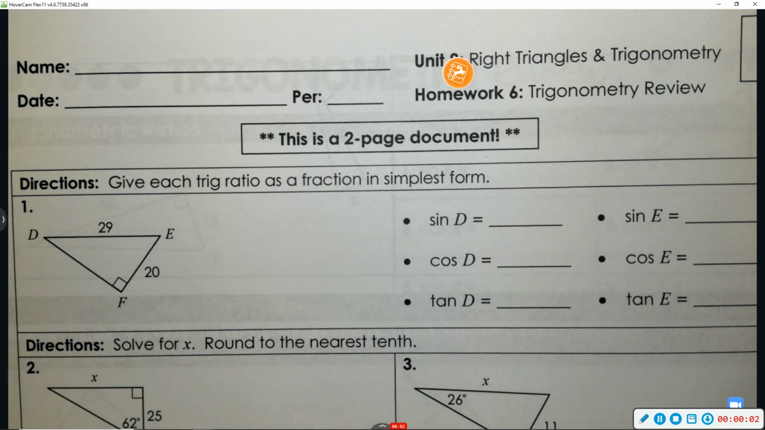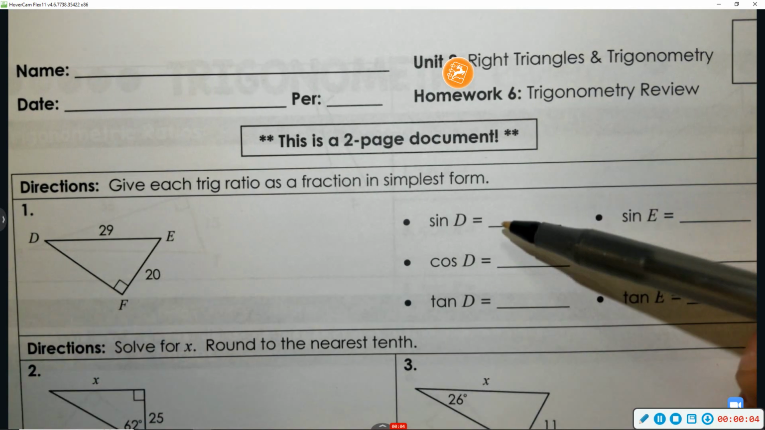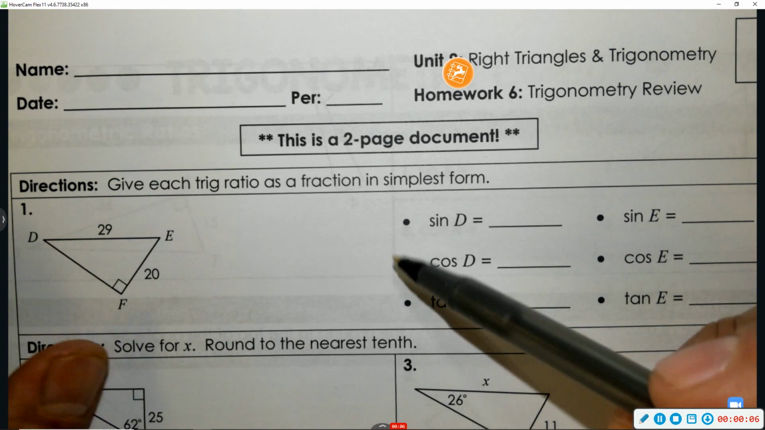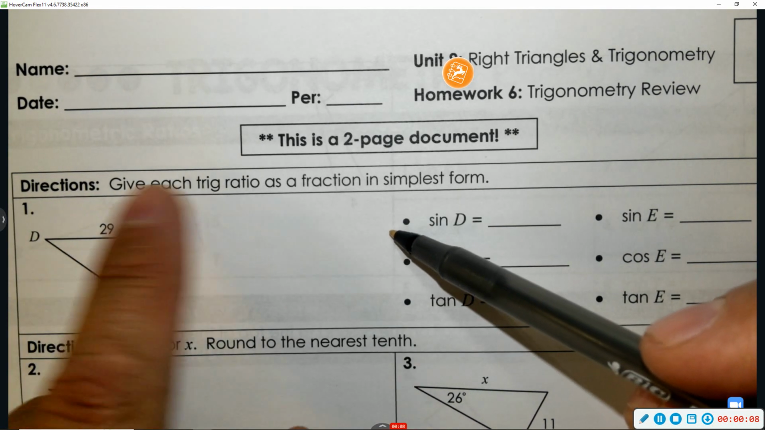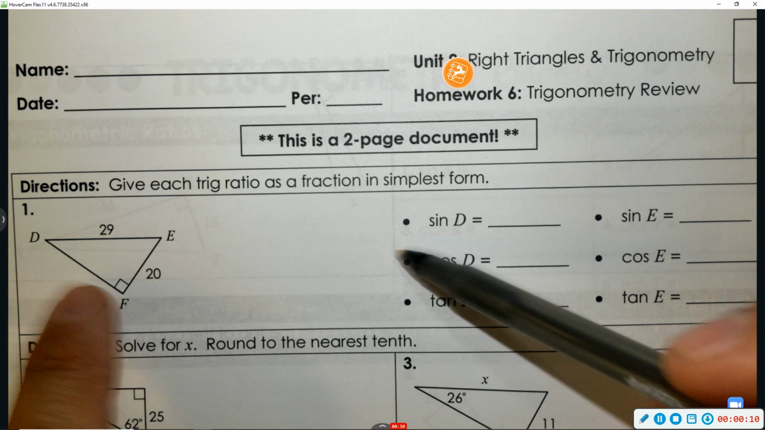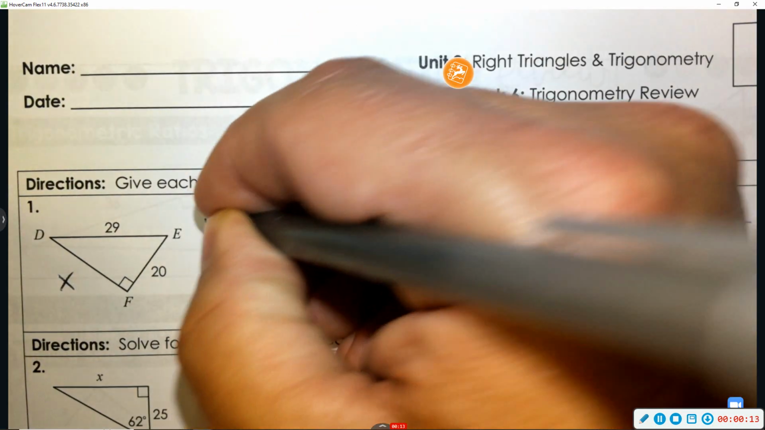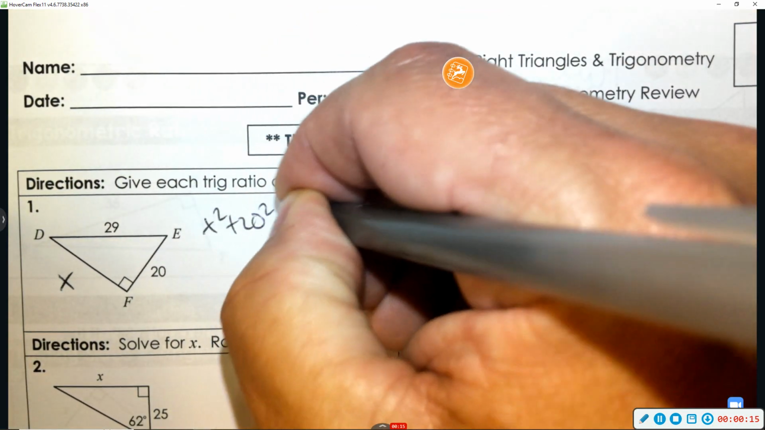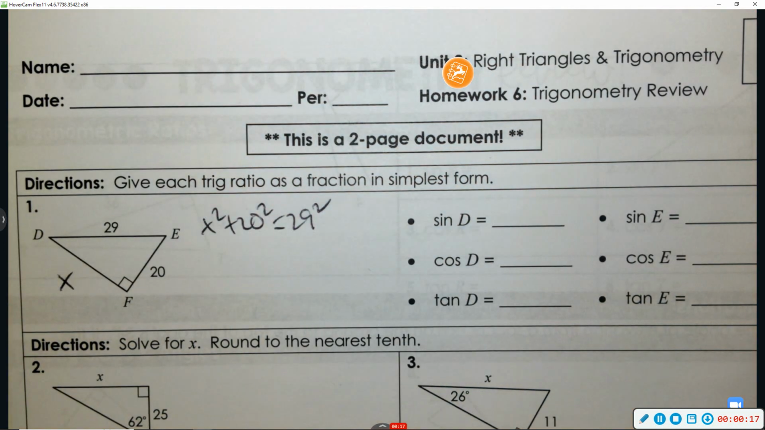All right, here is a review. This is the homework of reviewing trigonometry. Let's do it together. So give each trig ratio. Now I notice here I'm missing a side. So step number one is to use the Pythagorean theorem to find that missing side.